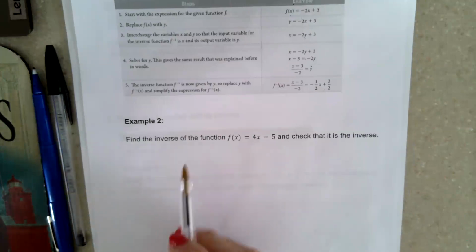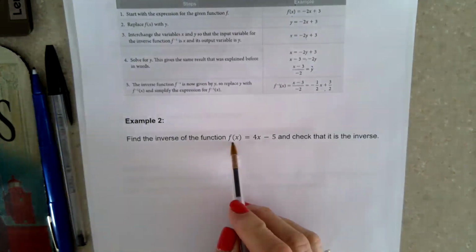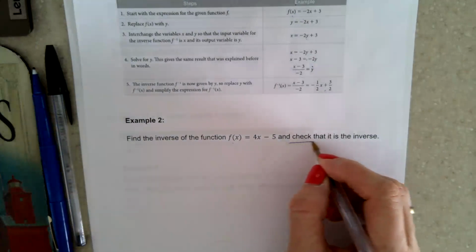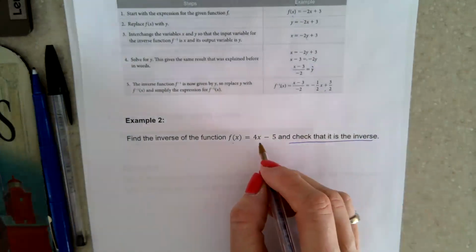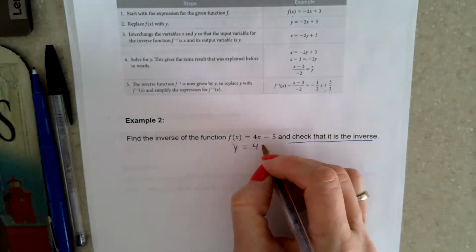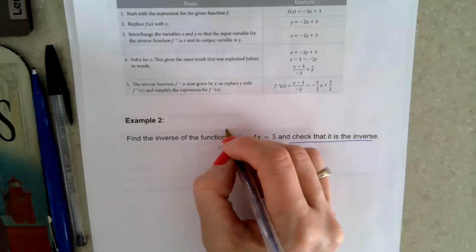Okay, so let's do that here with this function. We have the function f of x equals 4x minus 5, and we also have to check that it's the inverse. So I've got my function there. I'm going to write it as y equals 4x minus 5. That's my second step. So there's my step 1.